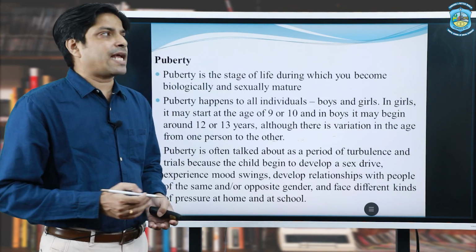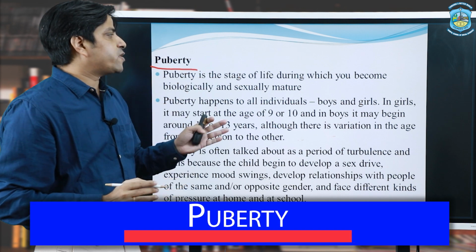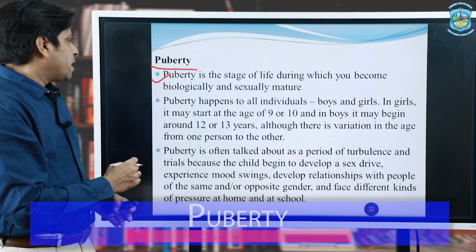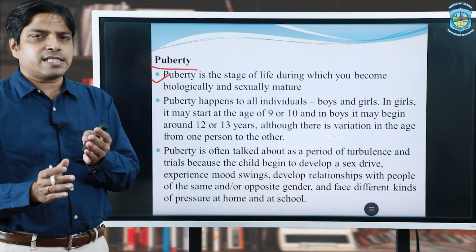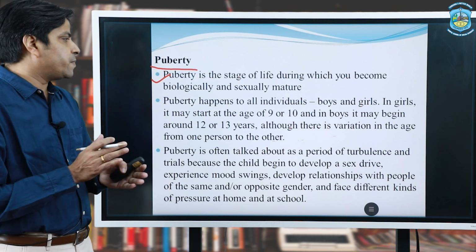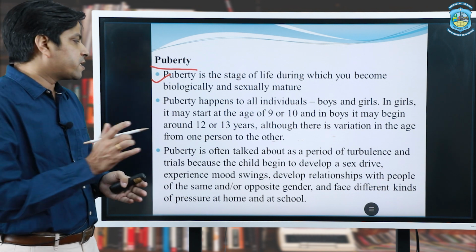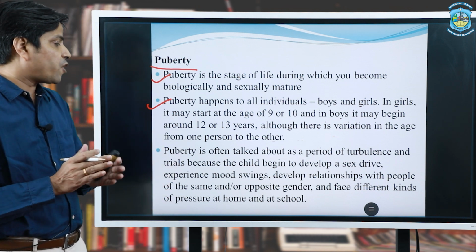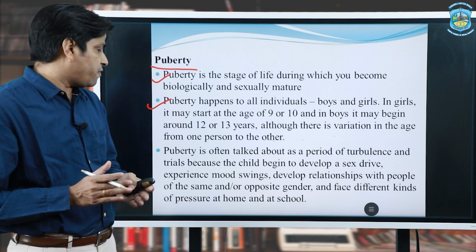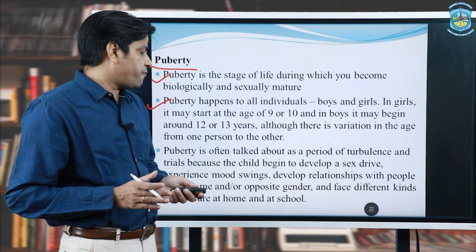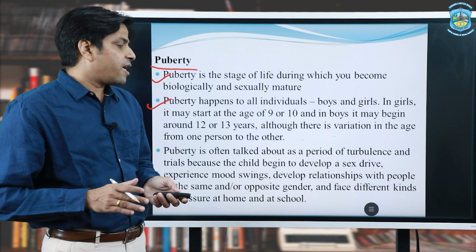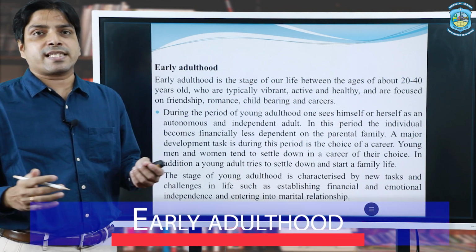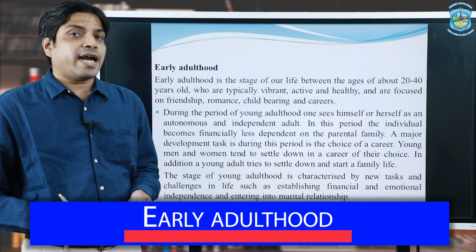Now comes the next stage, that is puberty, which is a stage of life during which you become biologically and sexually mature. It happens to all individuals. In girls, it is from 9 to 10 years, and in boys, it starts from 12 to 13 years. Puberty is often talked about as a period of turbulence and trial because the child begins to develop a sex drive, experience mood swings, develop relationships with people of the same and opposite gender, and face different kinds of pressure at home and at school.